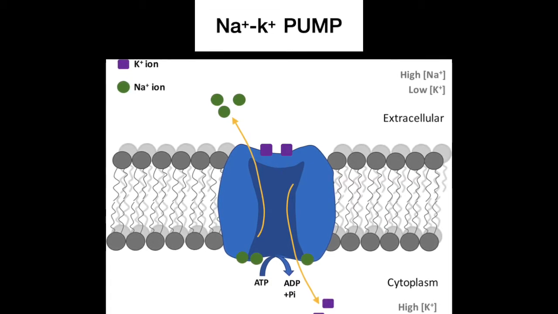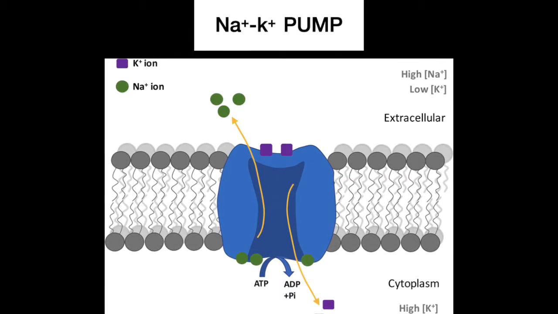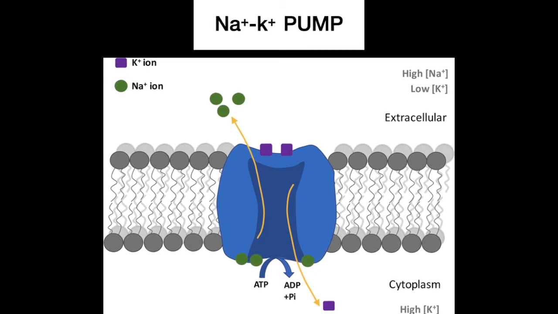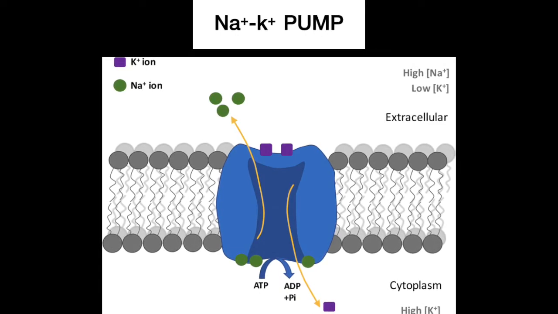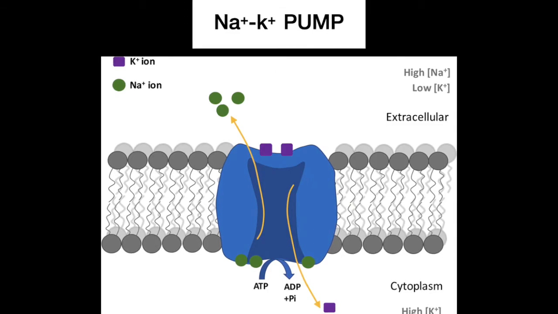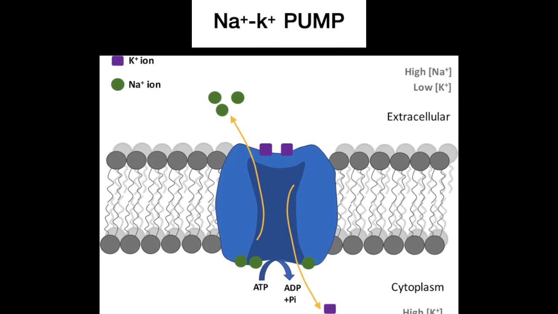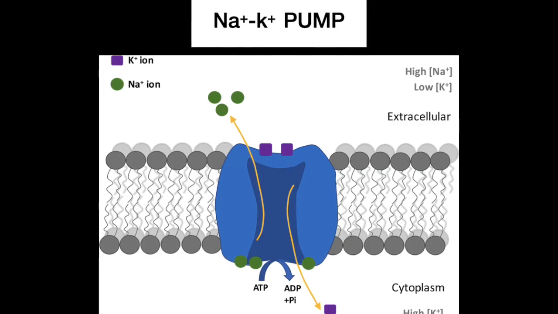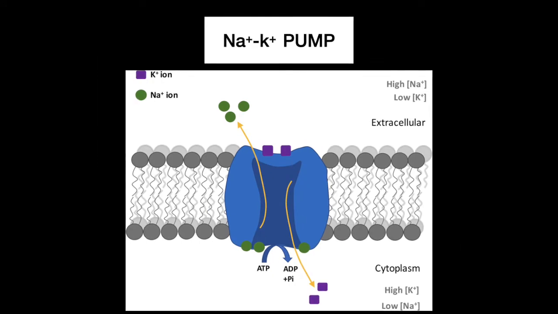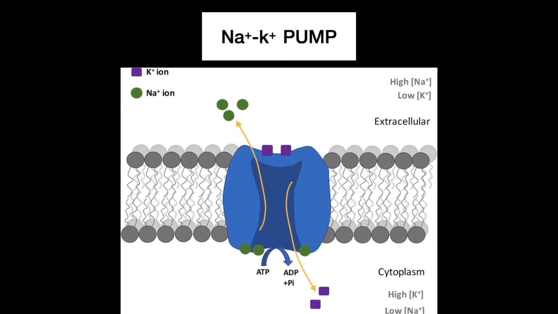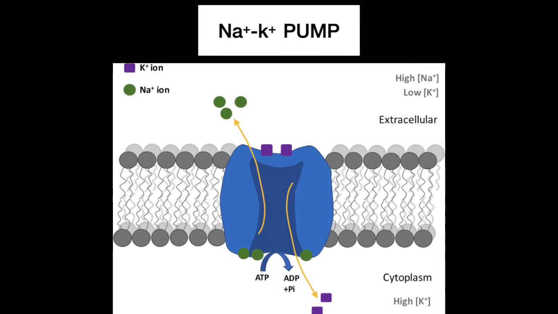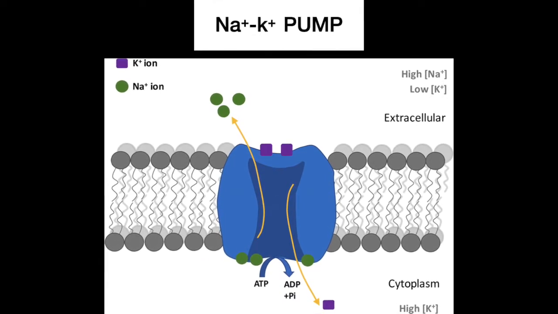Since the sodium-potassium pump drives 3 positively charged sodium ions out of the cell for every 2 potassium ions pumped in, it is electrogenic. It drives a net current across the membrane, tending to create an electrical potential, the cell's inside being negative relative to the outside.